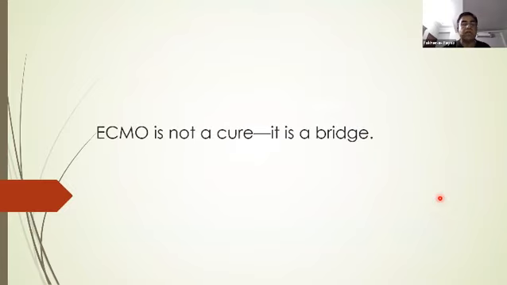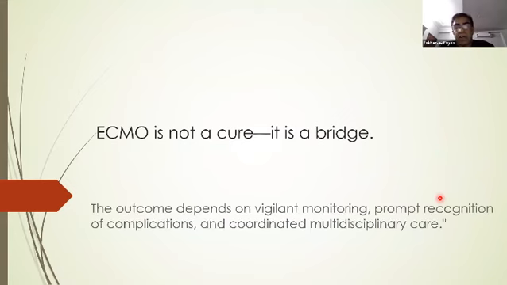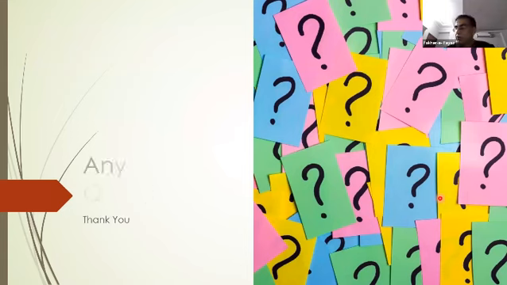So the key message is that you should be vigilant when you have placed a patient on a ventilator, and remember, the patient on the ECMO. Remember, ECMO is not a cure, it's a bridge. The outcome depends on vigilant monitoring, prompt recognition of complications, and coordinated multidisciplinary care. Thank you very much. If there are any questions, I'm happy to answer.